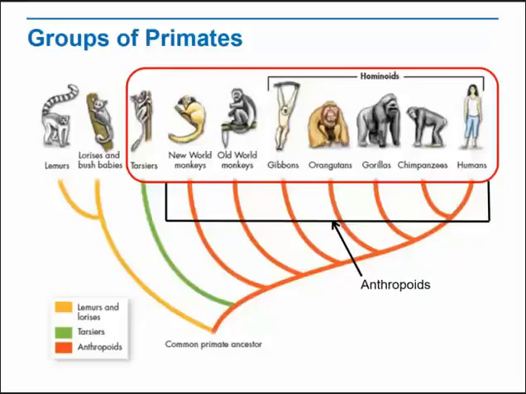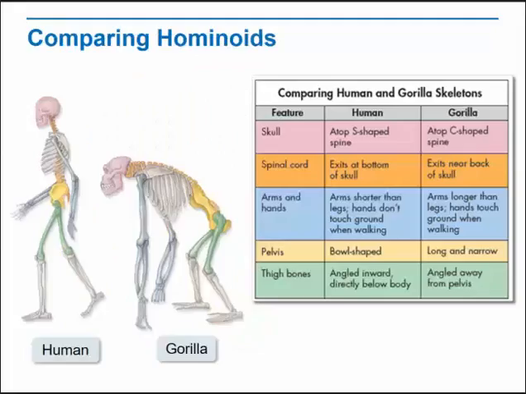Recent DNA analysis confirmed that among the great apes, chimpanzees are the humans' closest relatives. Between 6 and 7 million years ago, the lineage that led to humans split from the lineage that led to chimpanzees. The hominoids in the lineage that led to humans are called hominines. Hominines include modern humans and all other species more closely related to us than to chimpanzees. The hominines evolved the ability to walk upright, grasping thumbs, and large brains. The chart shows some ways in which the skeletons of modern humans differ from those of hominoids such as gorillas.